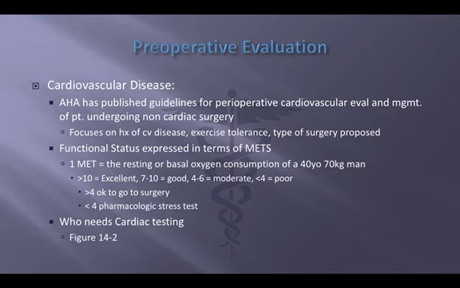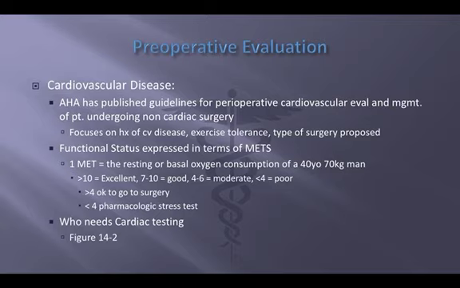The term METs, or metabolic equivalents, is going to be thrown out there pretty often. This more or less just determines their functional status. 1 MET is equal to the resting or basal oxygen consumption of a 40-year-old 70-kilogram man. If you can perform anything more than 4, you're okay for surgery. If you're less than 4, this may be an indication for some stress testing.